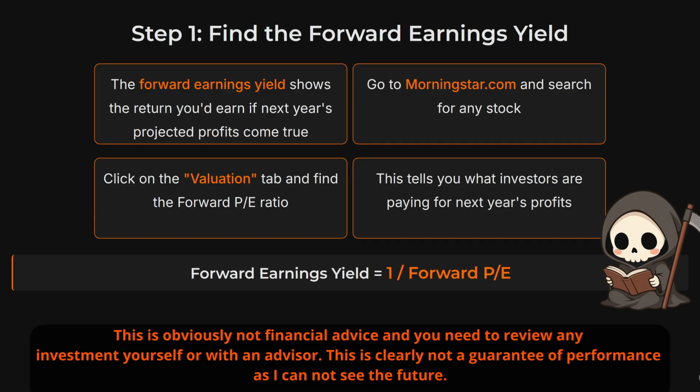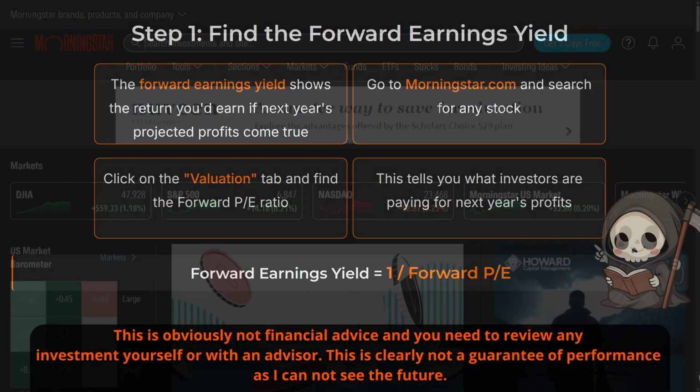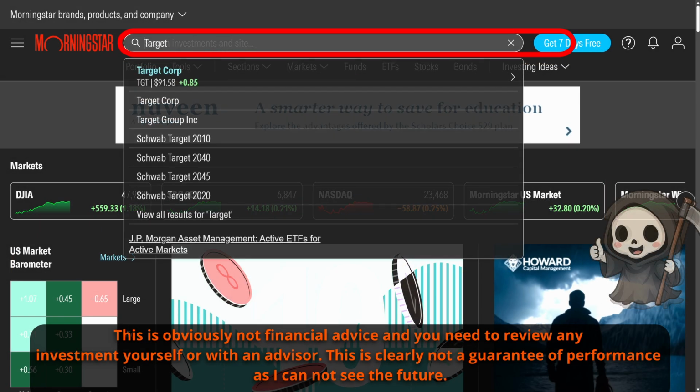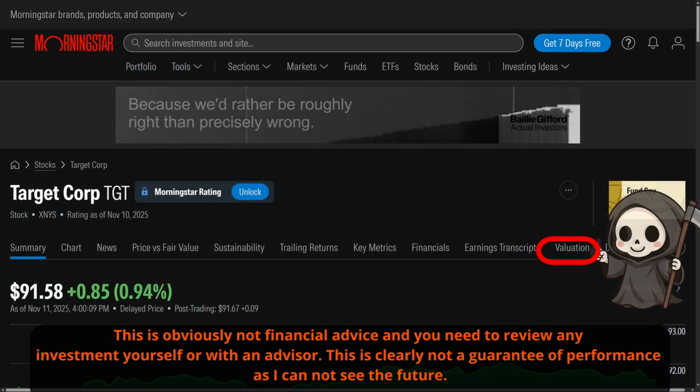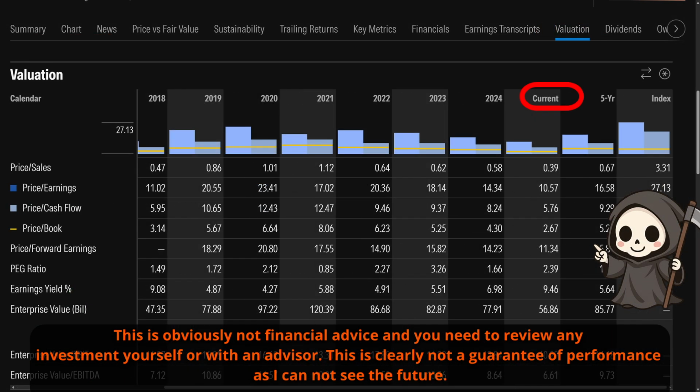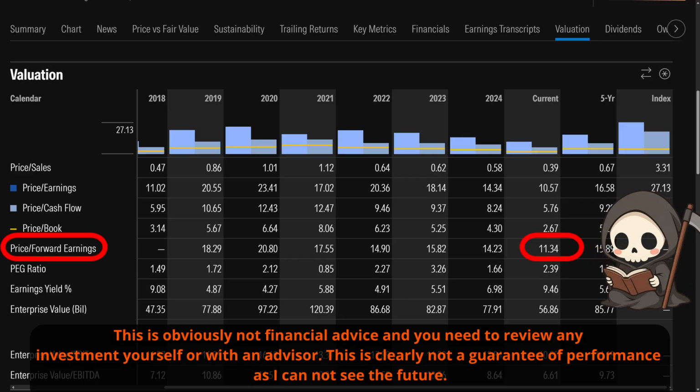Basically, the return you'd get if next year's expected profits turn out as projected. Go to Morningstar.com and type in any stock. Let's start with Target. Click on the Valuation tab. Scroll to the right and find the current column. Then find the forward price to earnings ratio. This tells you what investors are paying for next year's profits.